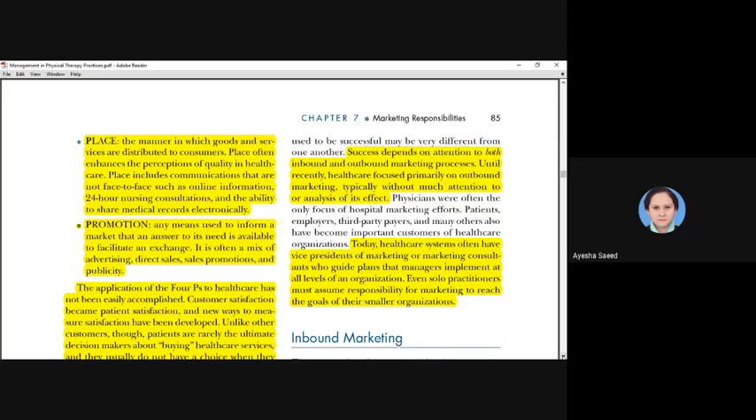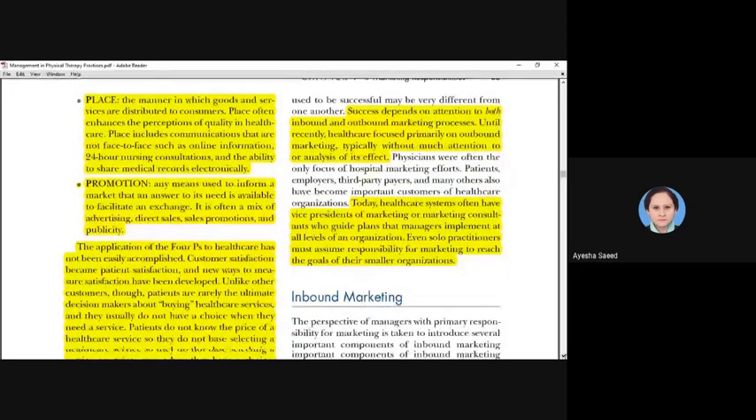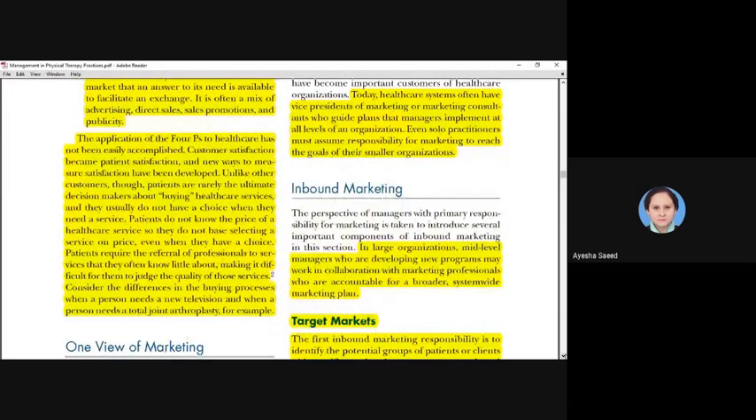Unlike other customers, though, patients are rarely the ultimate decision makers about buying healthcare services. They rarely select what they are buying, and they usually don't have a choice when they need a service. Patients do not know the price of a healthcare service, so they do not base selecting a service on price even when they have a choice. So their choice is usually dependent upon the advice of the physician or the doctor or the nutritionist, and reviews that he gets from other doctors, rather than on price.